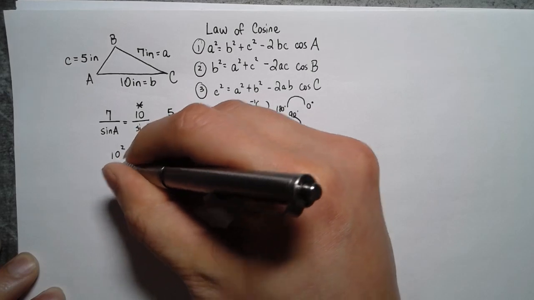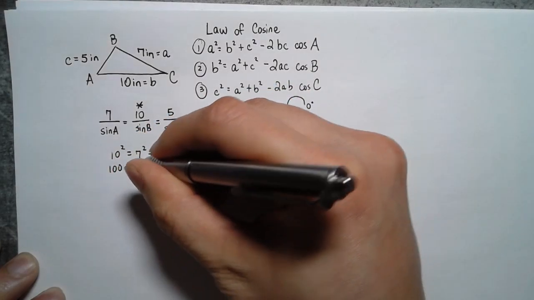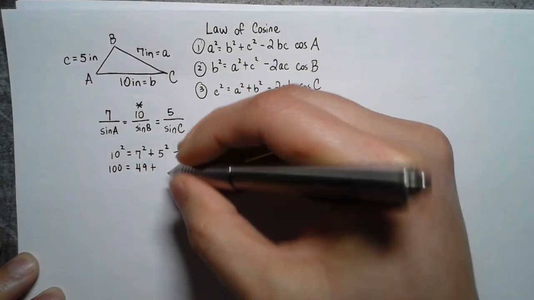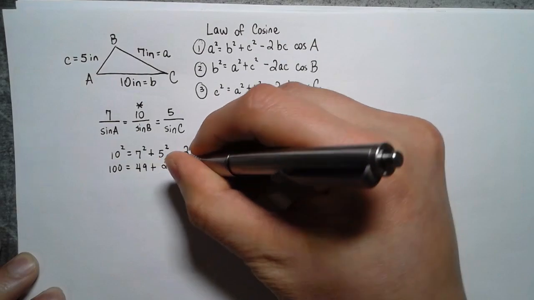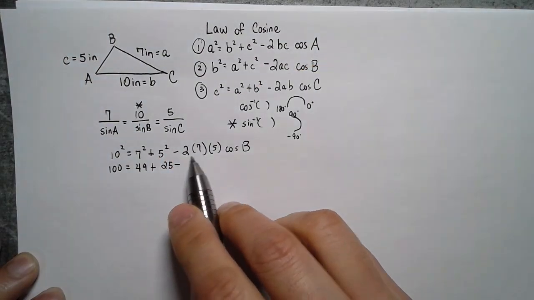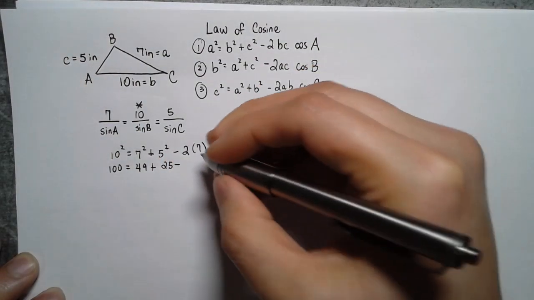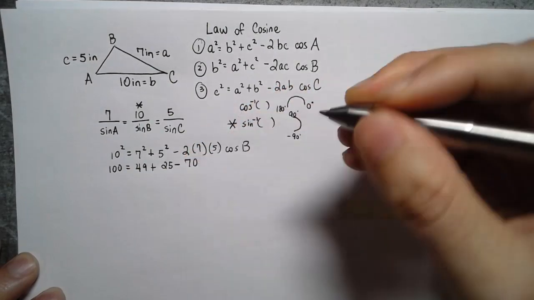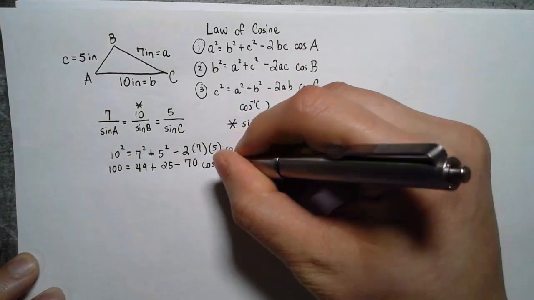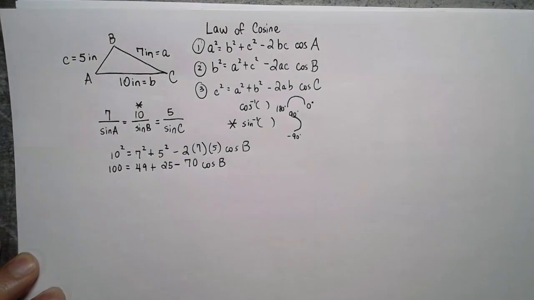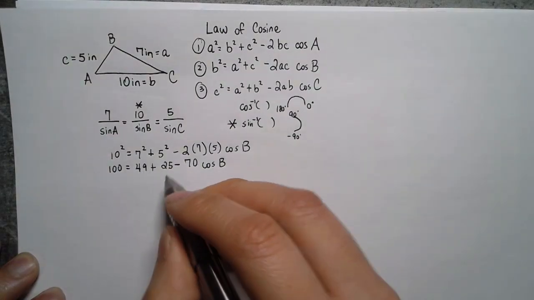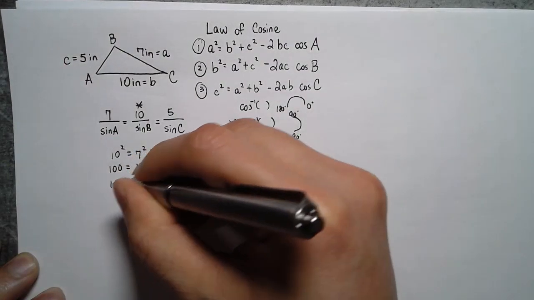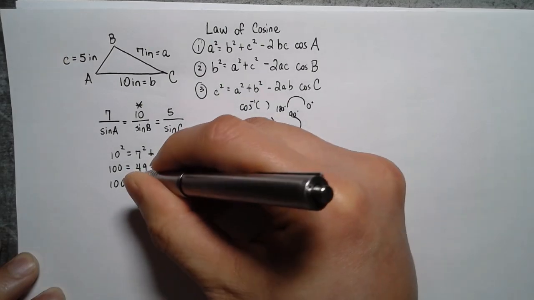So first let me square everything here. 7 squared is 49, 5 squared is 25. Now this is going to be 2 times 7 times 5, which is 70, cosine of angle B. Now we're going to combine 49 and 25. That's going to give me 74.